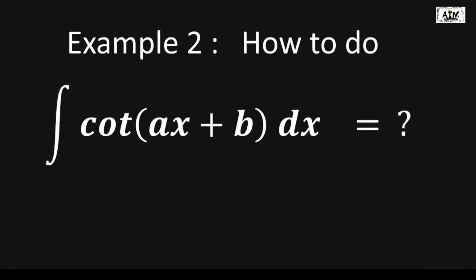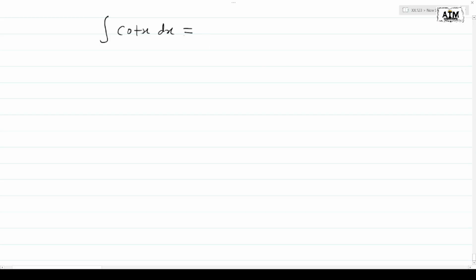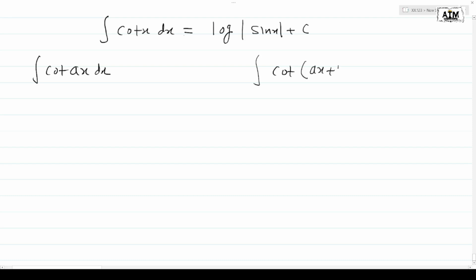Now example 2, how to do integration of cot of ax plus b with respect to x. Now for integration of cot x with respect to x, the basic formula is integration of cot x with respect to x equals log modulus sin x plus c. Now there are two situations: integration of cot ax with respect to x, and the second situation, integration of cot of ax plus b with respect to x.